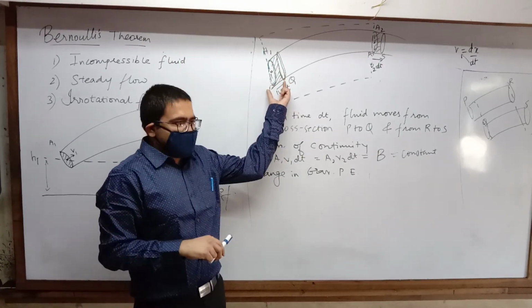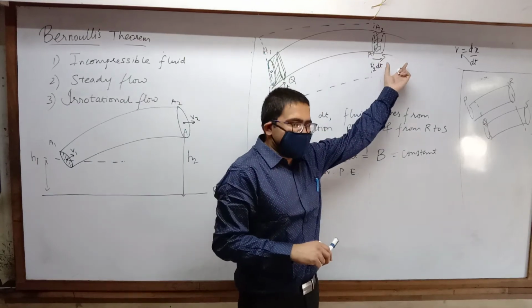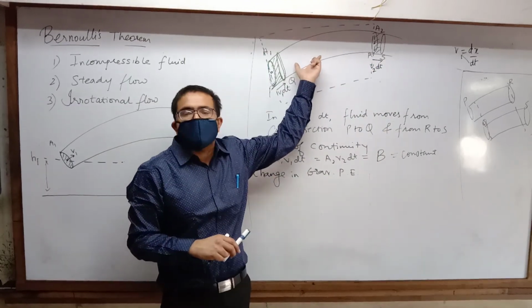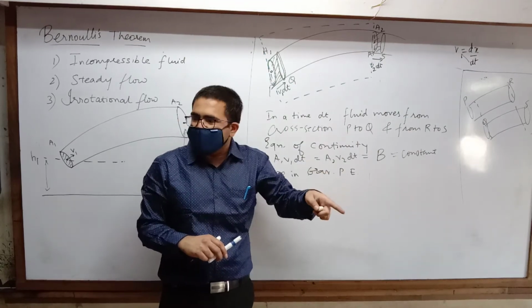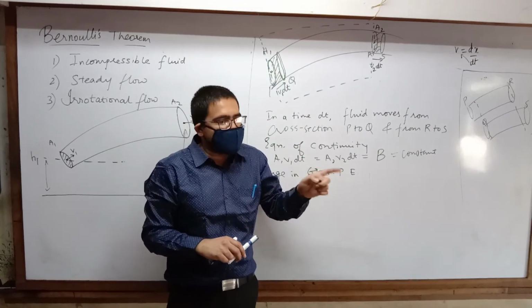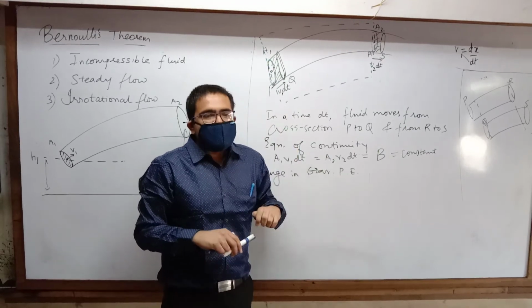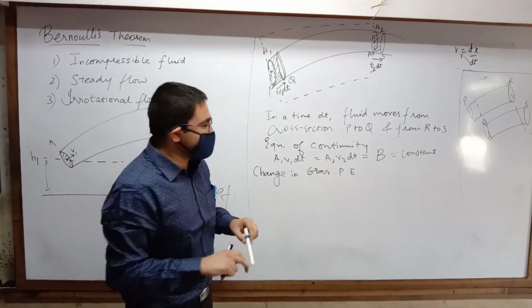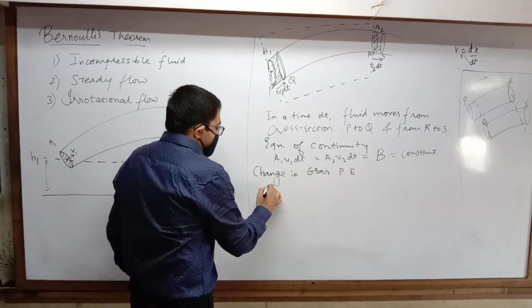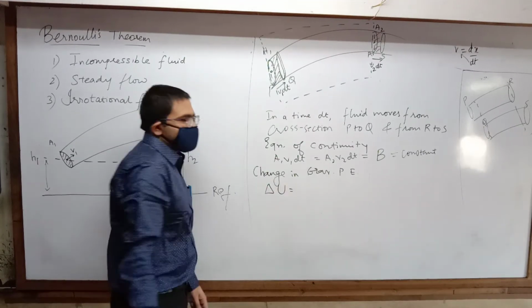This part has changed. This part has changed. But the one in the middle, that has not changed. There was fluid earlier and now also there is fluid. Initially and finally, in both the cases, there is fluid. And like I mentioned earlier, only the change in potential energy is important. So whatever is changing, that's what we will write. So delta U is equal.